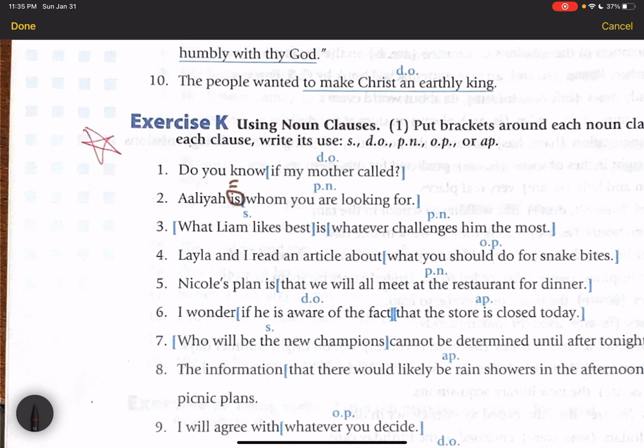And number 3, what Liam likes best is whatever challenges him the most. So we have 2 here. The first one is the subject, what Liam likes best. And the second one is whatever challenges him the most. And it's again following a to be verb and identical with the subject.